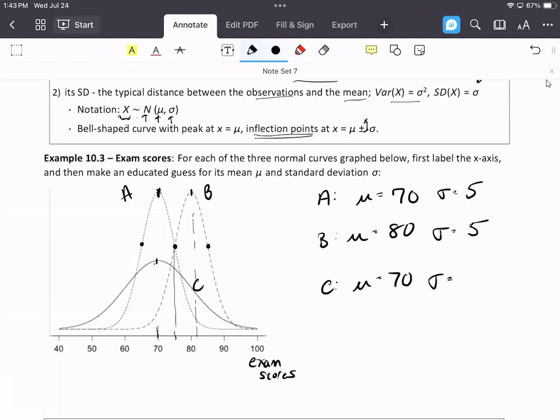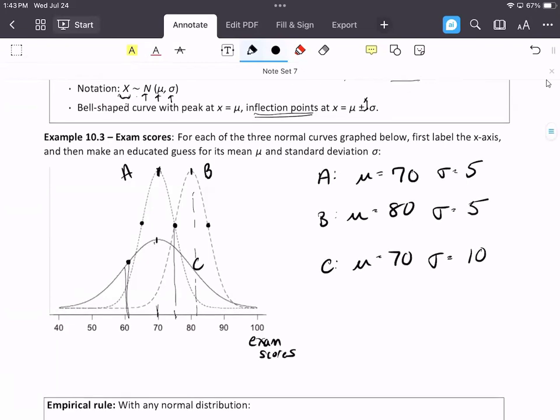C, on the other hand, is much more spread out. Okay, so C is much more spread out for sure. And I would say that is probably around 60, where the concavity first changes. So the standard deviation there will be about 10. So we know that A and C have the same centers, and A and B have the same spread, but they're all different curves.